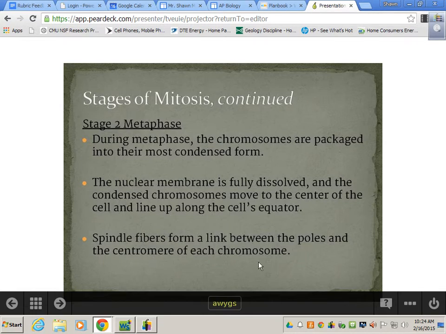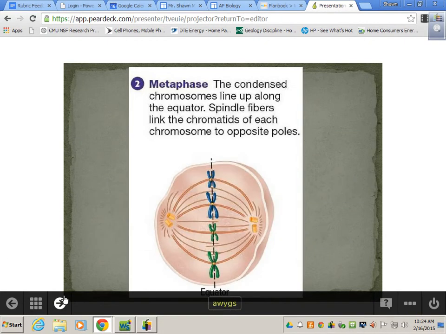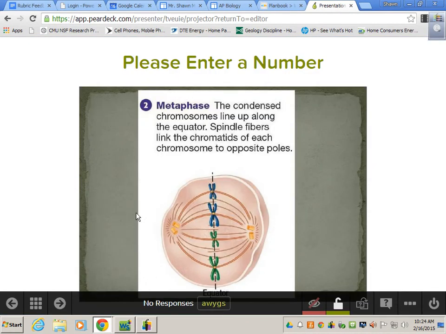Now, the spindle fibers are going to form a link between the two poles because they're attached to the centromeres of each chromosome into the actual centrosomes, the two centrioles at two poles. And they're tugging on those chromosomes as they shorten. So you will see all of your chromosomes lined up in the middle. If I were to ask you a question, how many chromosomes do you see here? What would you tell me?